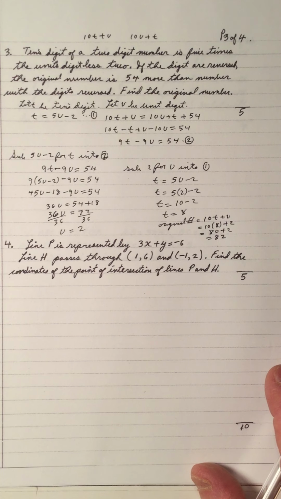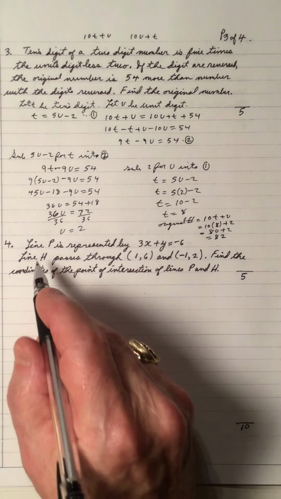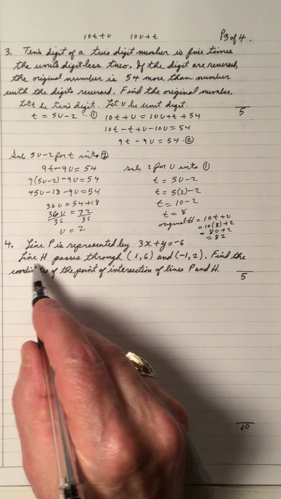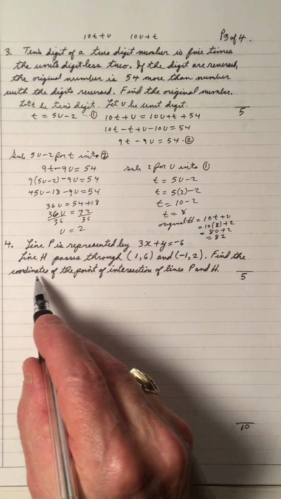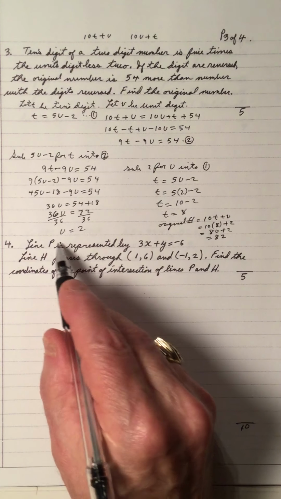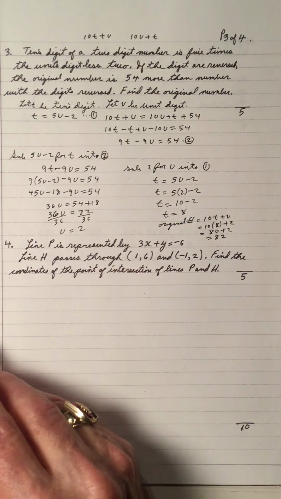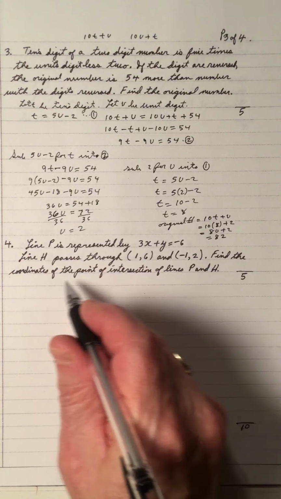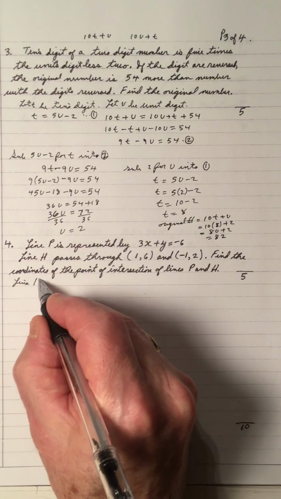And number 4 is dealing with the slope-intercept form, so I just made the question a little bit different. A line P is represented by 3x plus y equals negative 6. Line H passes through (1, 6) and (negative 1, 2). Find the coordinates of the point of intersection of the lines P and H. Well, we have the equation for line P. What we need is the equation for line H. So we're going to look at line H.